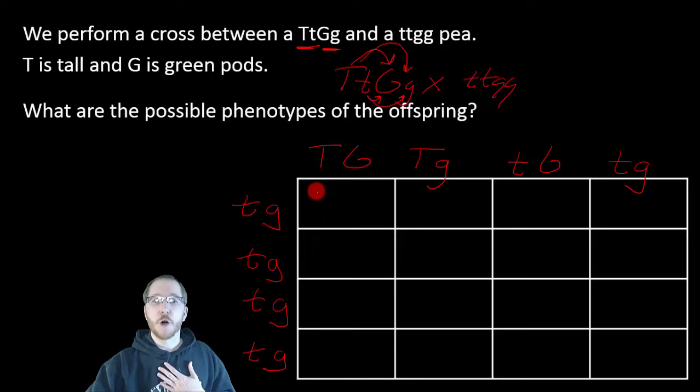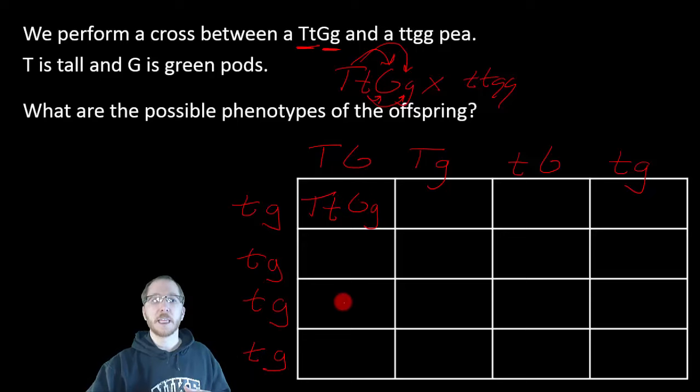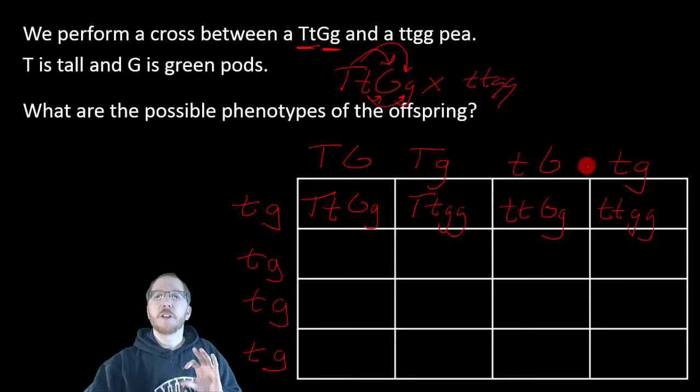Now I use my normal method where because this one's a big T and a little t, I always put the dominant one first because that makes it easier for me to read. Same thing for the G's, I'm gonna go through and fill it in like this. So I'll go fill in a couple. So now that I've filled in the first row, you can go look at this and see. This individual is going to be tall with green pods. This individual is going to be tall with yellow pods. This individual is going to be short with green pods. This individual is going to be short with yellow pods.